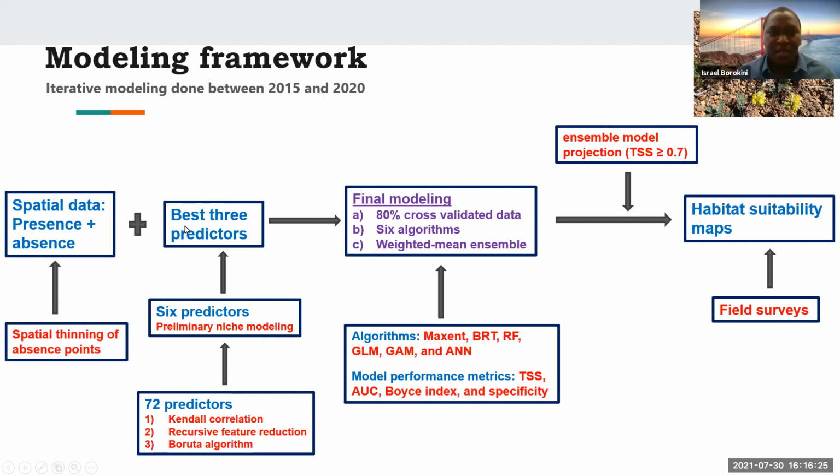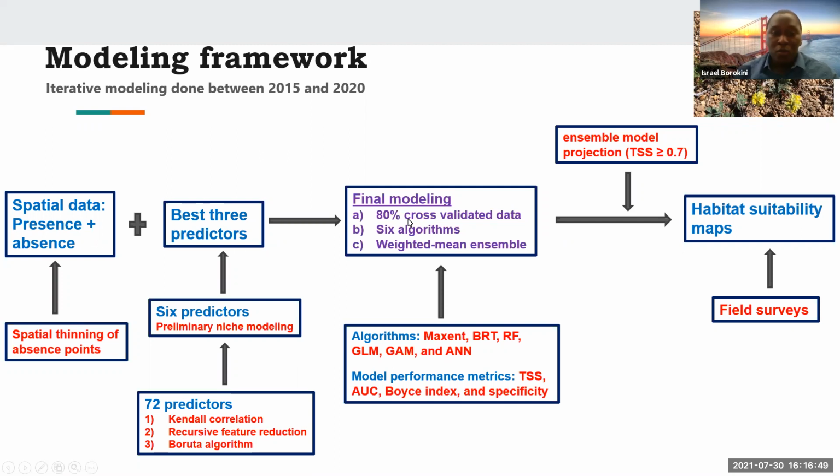So we had only 23 presence points when we started, and about 758 absence points. We could only use 3 predictors at a time because there have been some recommendations to use 1 predictor per every 10 occurrence points. Because we don't have a lot of occurrence points, we could only use a few predictors in the modeling.